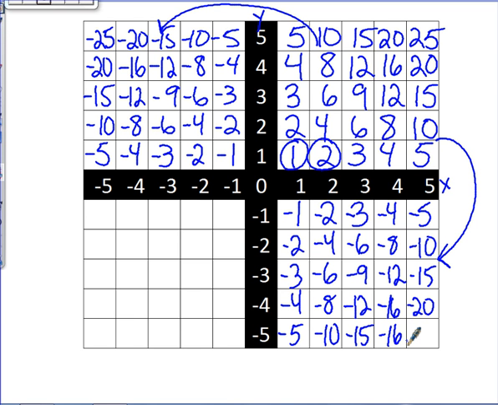Sorry about that. Negative 5 times 4 is not negative 16. It's negative 20. And negative 25.